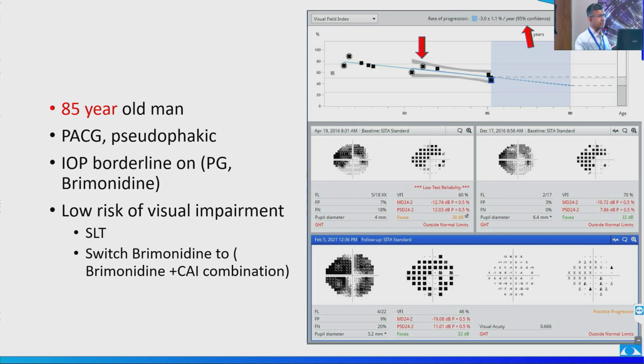Because he's at low risk of visual impairment, you can consider an SLT because that's a good option here to keep his medication burden low.